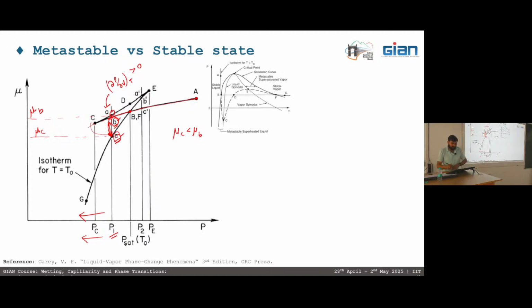Similarly, the same can be said for the point P2. Again, for P2 we have three points: point A dash, B dash and C dash. Point A dash again lies in the inaccessible region. Here your mechanical stability criterion is not fulfilled. It means that this point is not accessible.